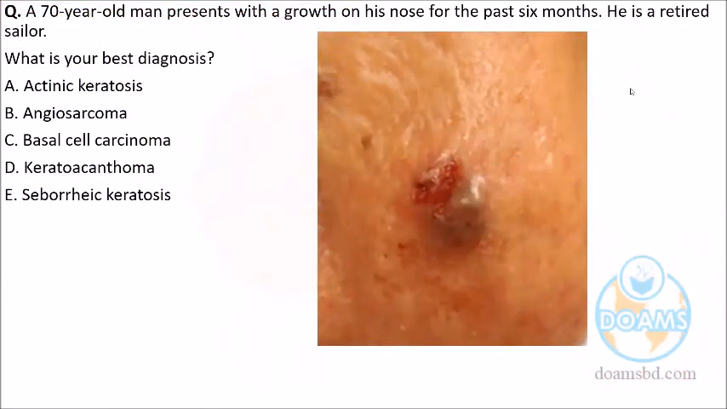Next question, doctor. If you give the answer quickly, I can finish some cases quickly also. A 70-year-old patient. This is the picture of the face. You shouldn't be confused by the facial area; the appearance is like that. He is a retired sailor. It means there is some occupational importance also. What may be the diagnosis? Old patient. Carcinoma. Basal cell carcinoma.